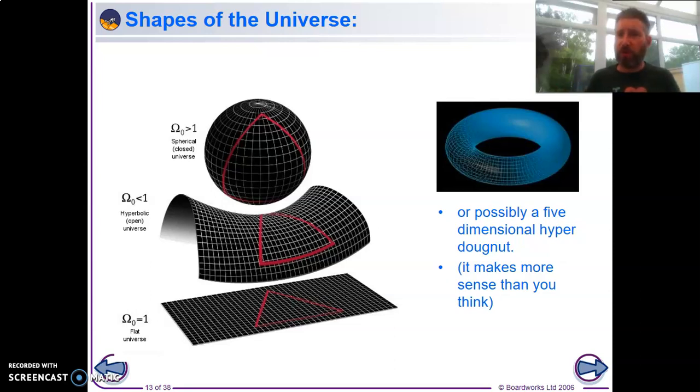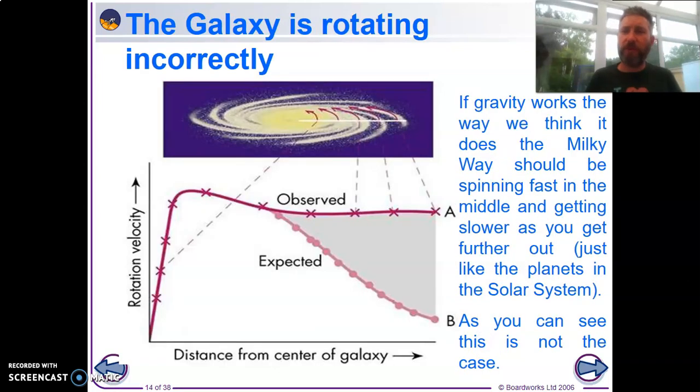But what's the shape of the universe? We simply don't know. If we look at a variety of different mathematical models, there's a number of potential universal models that could be, and they're difficult to understand. But we also have problems in that the universe doesn't behave the way it should. Our galaxy is not rotating the right way.